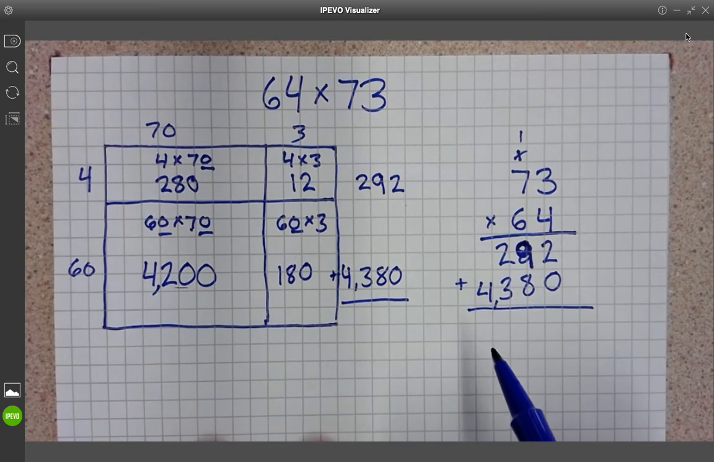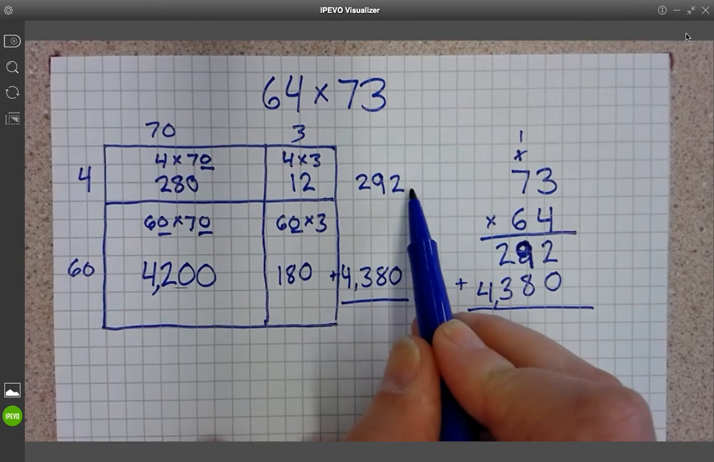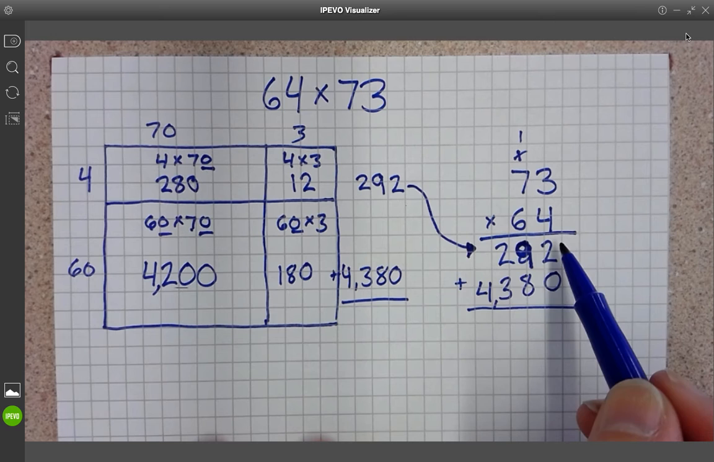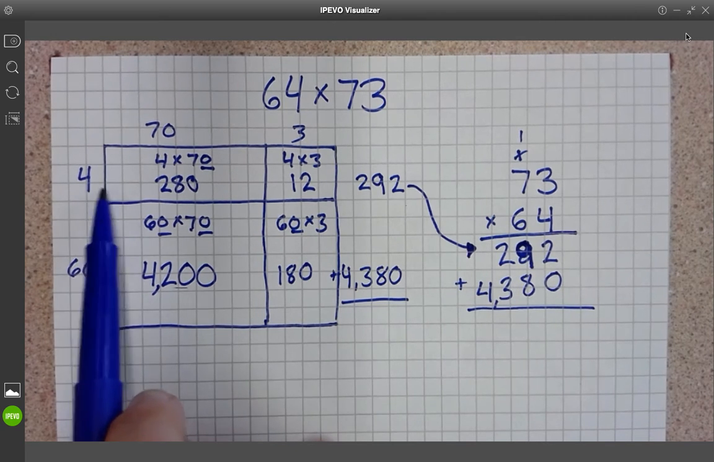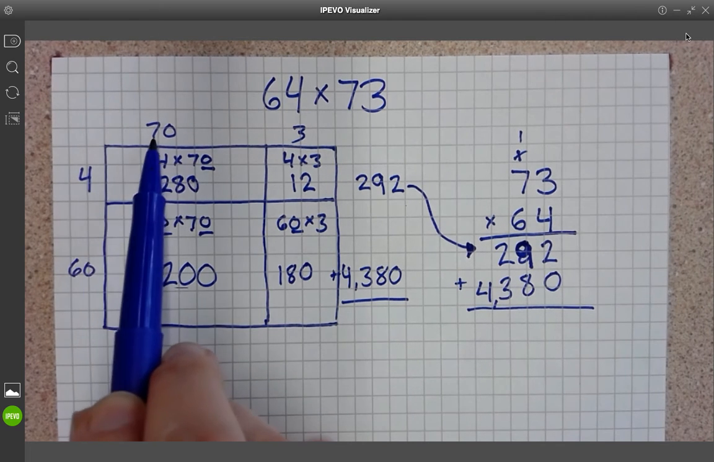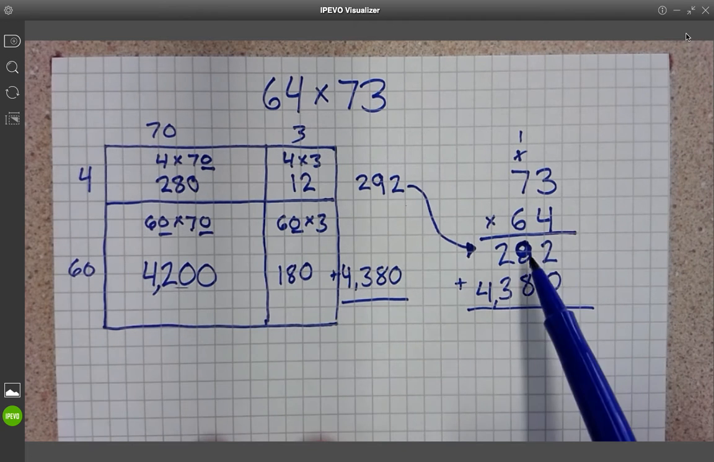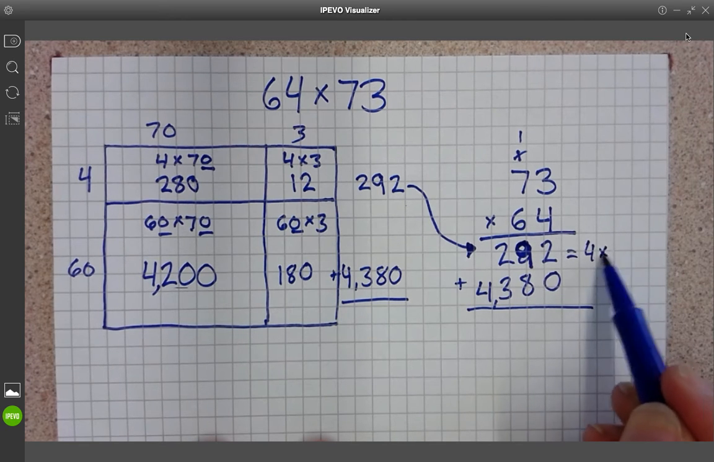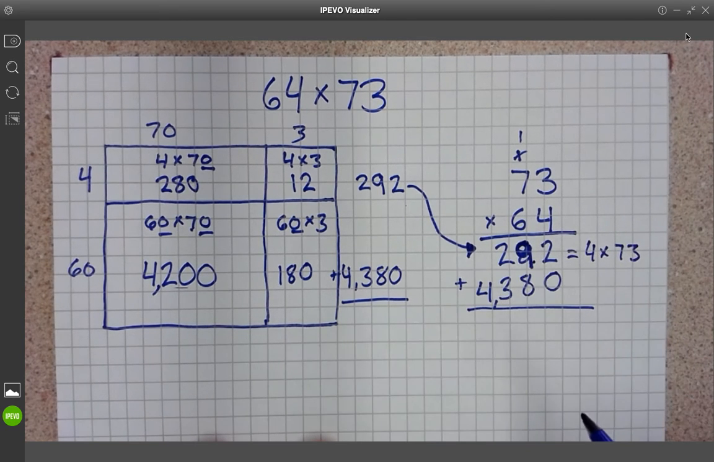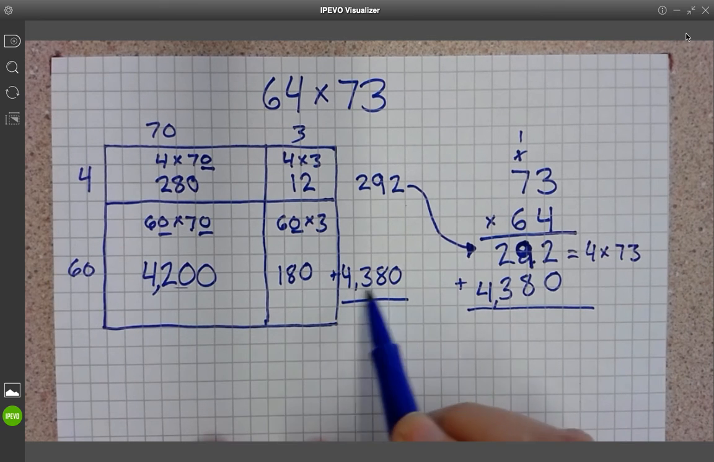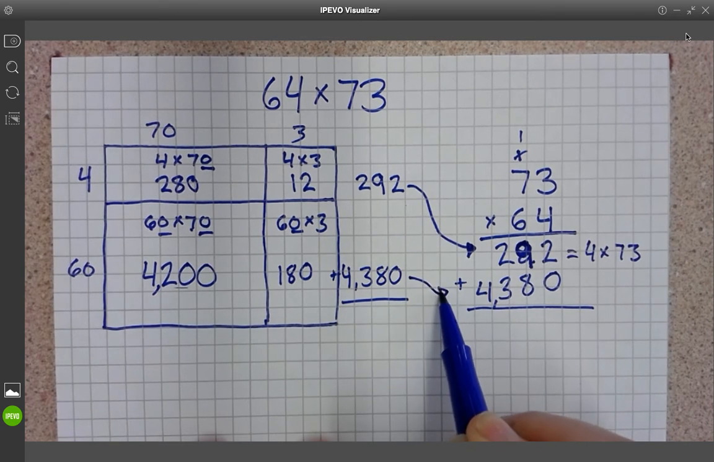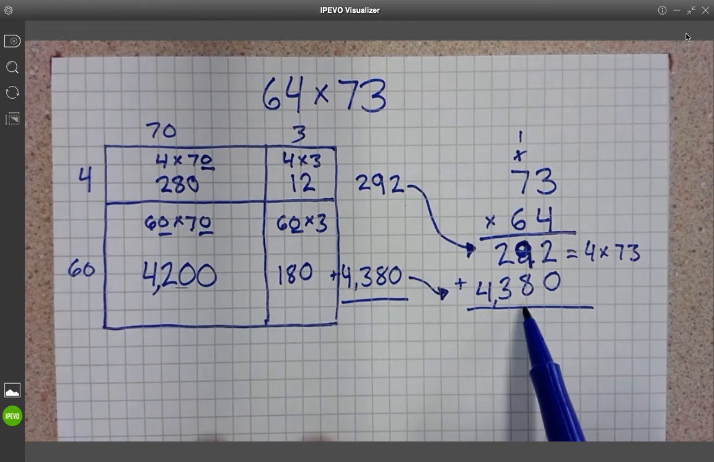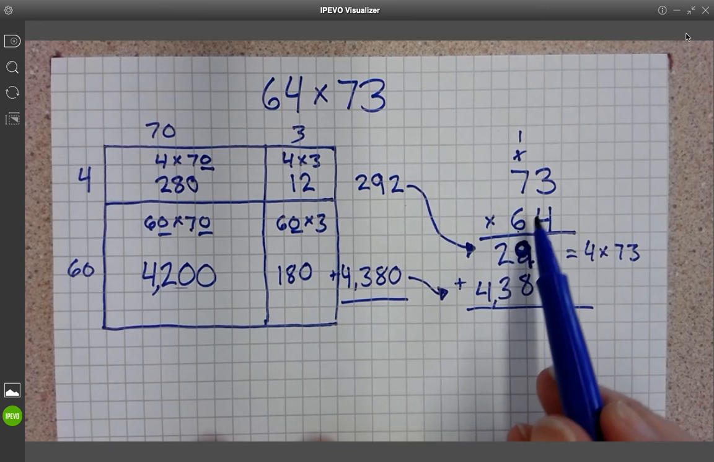And you might have noticed that this total, my partial product, is the same as this part in my multiplication standard algorithm. That's because in this line, I did 4 times 73, which is 290. And this is the same here, 4,380, because I did 60 times 73, which is the same as I did over here, 60 times 73.